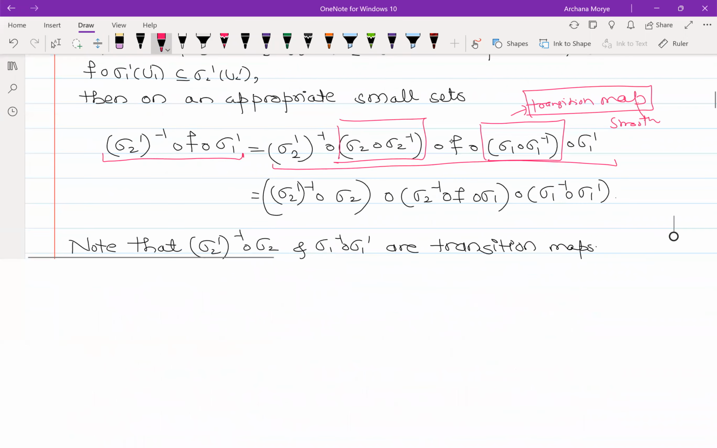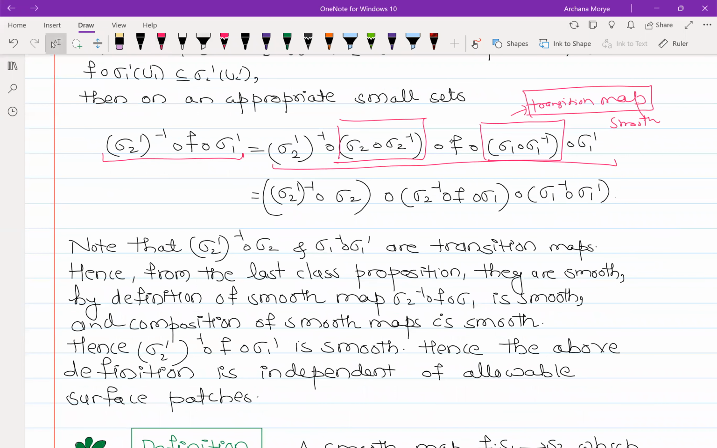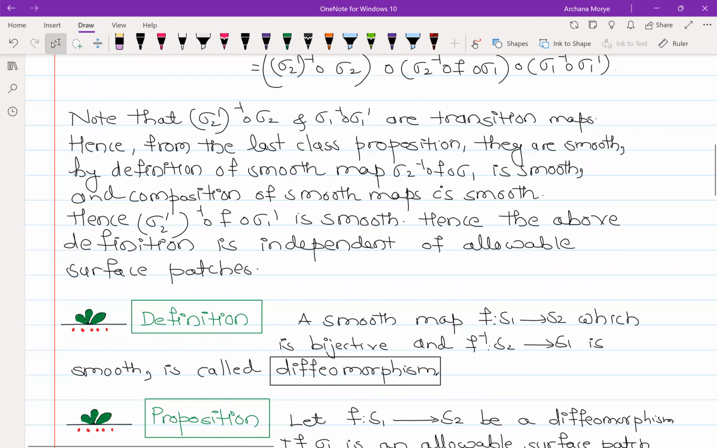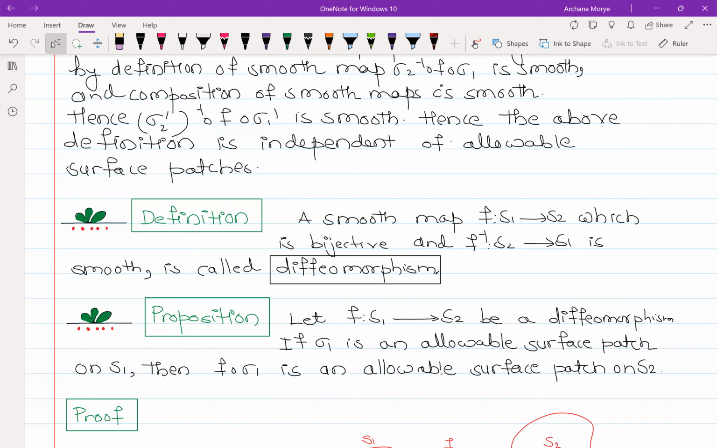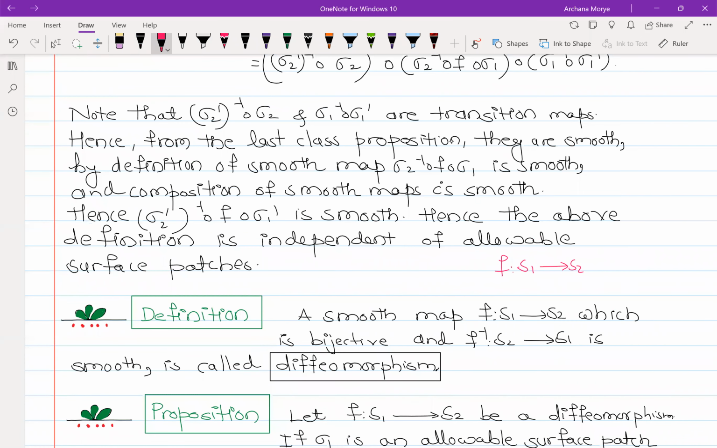Another thing: I defined that the function is smooth at a point. A function f from S1 to S2 is called smooth if it is smooth at every point p belonging to S1. That is the usual definition, and all of us are familiar with it.